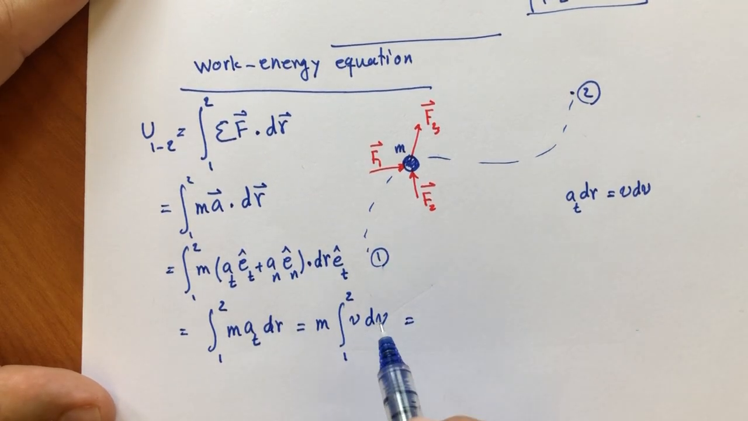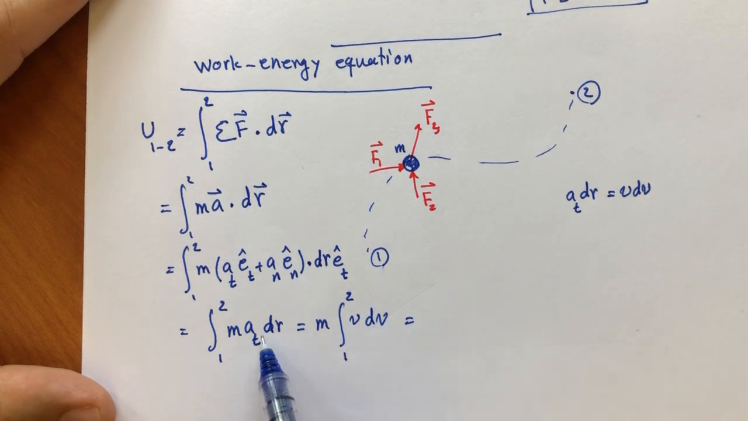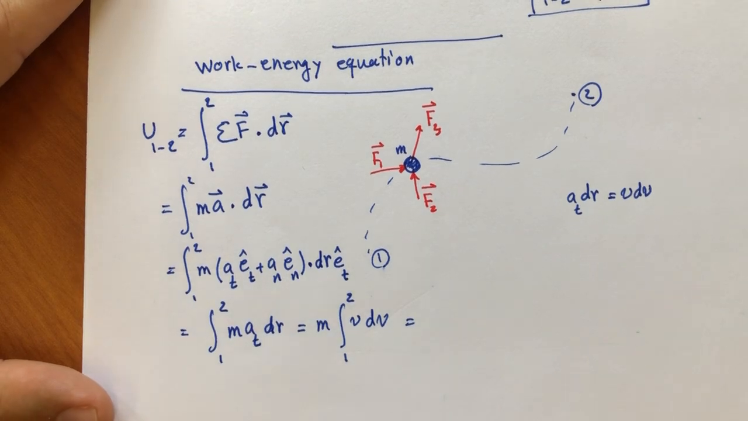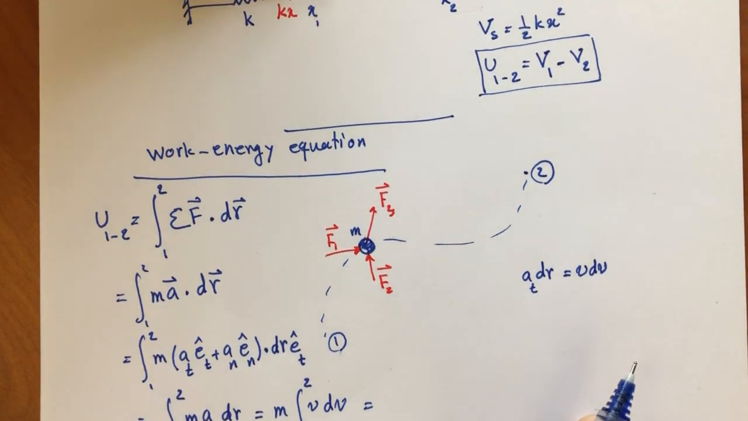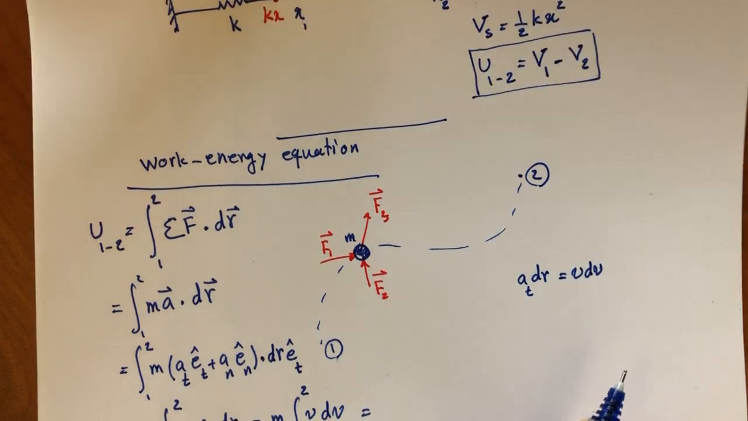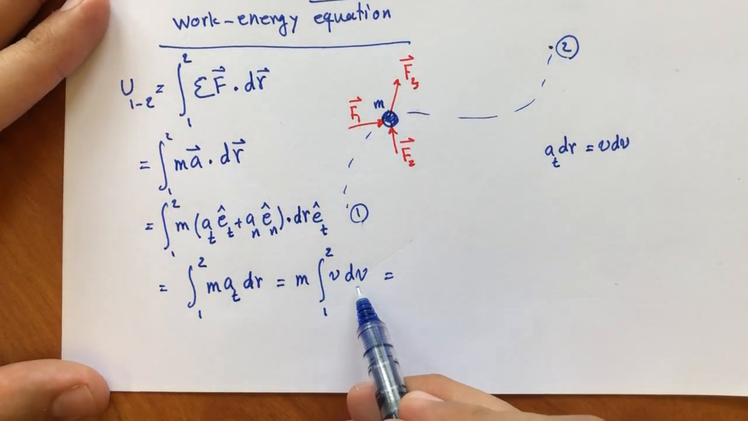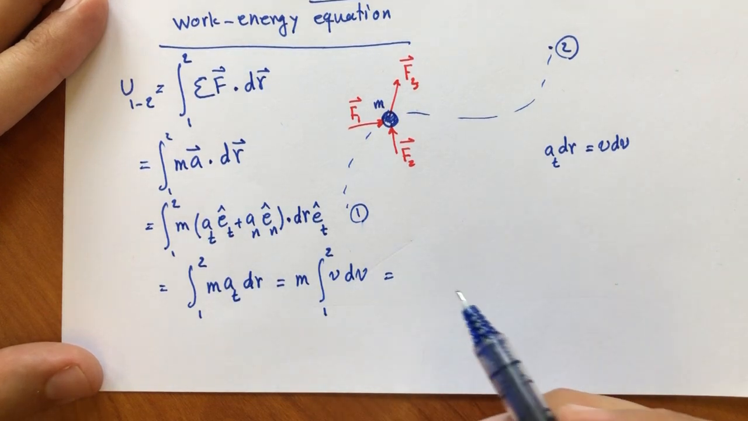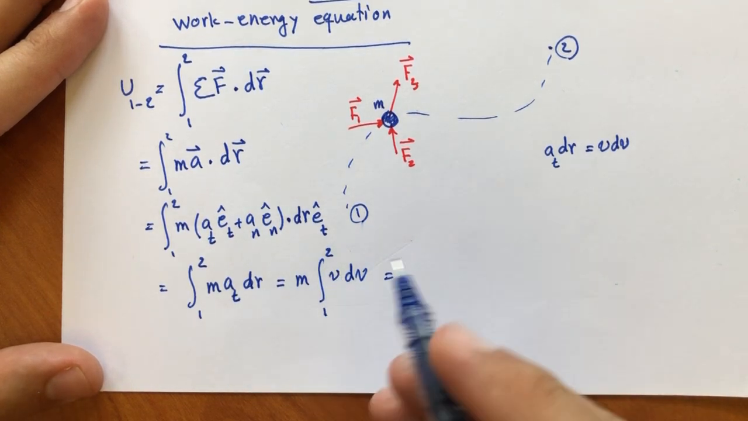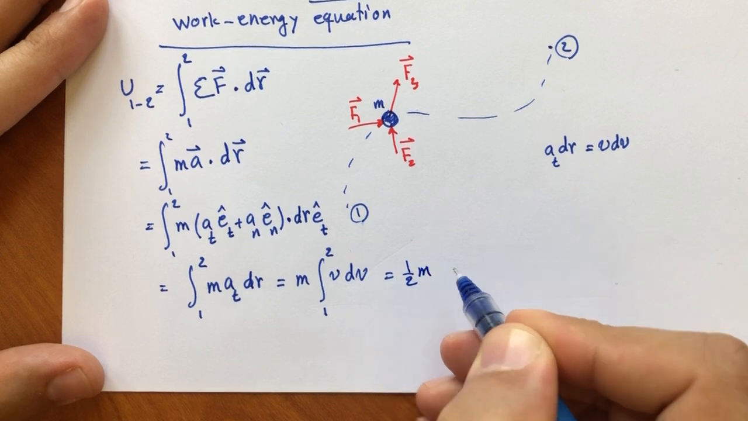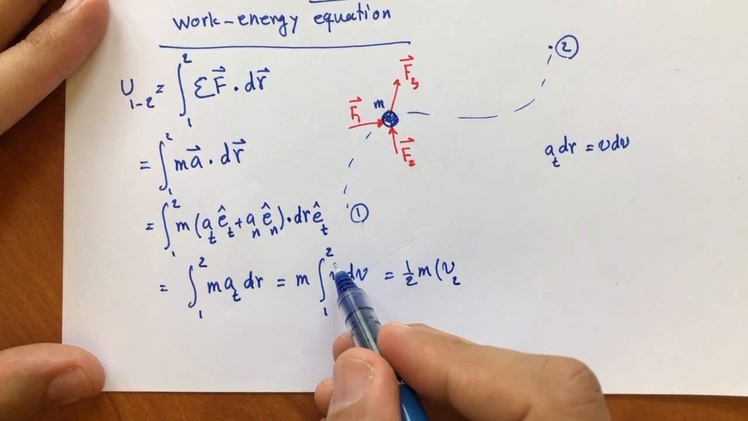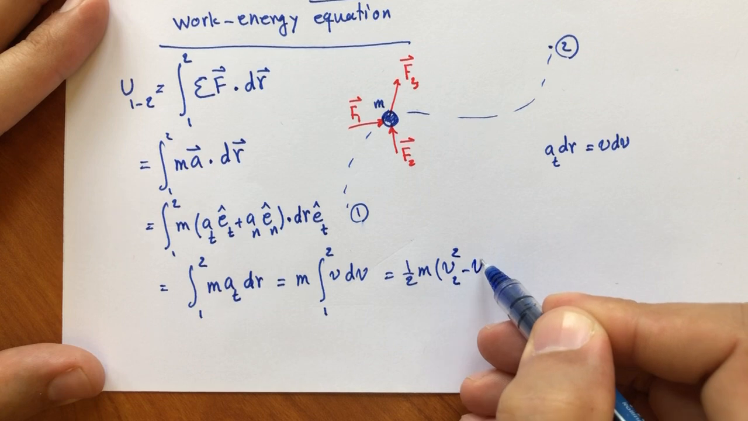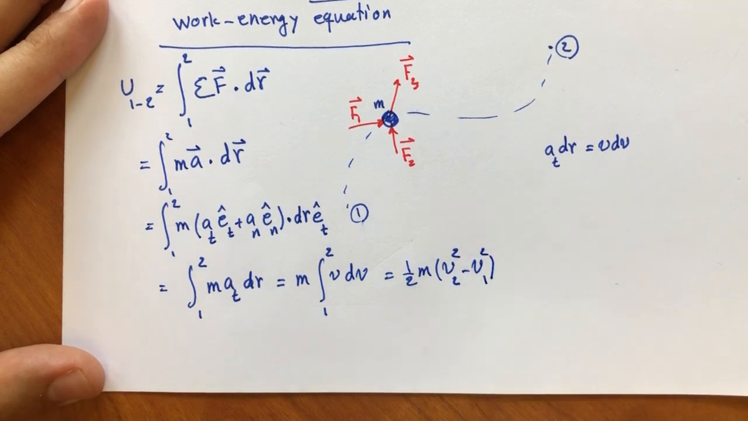And why I did this, because we know what is the integral of v dv, right? Because we have only one variable. Here we had two variables, dr and also acceleration in the tangential direction, which is changing all the time. So we couldn't do that integral. But after changing it to v dv, now we can do the integral. An integral of v dv is going to be 1/2 of v squared. From 1 to 2 is going to be 1/2 of velocity at the end squared minus velocity at the beginning squared.